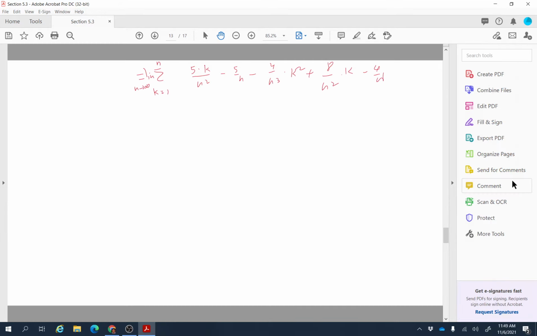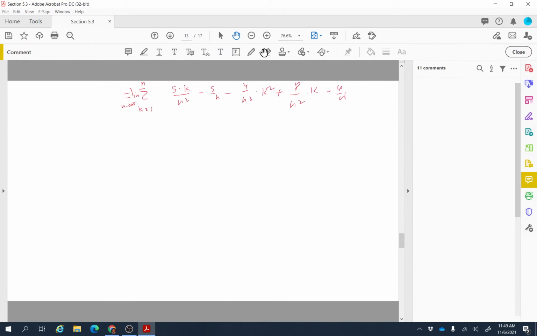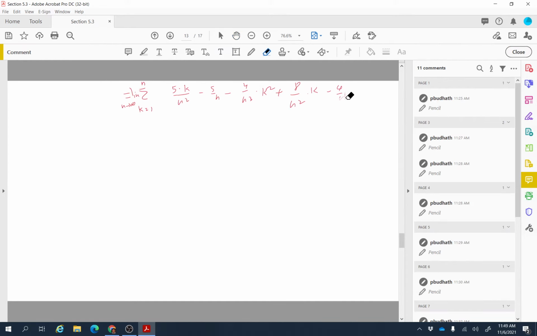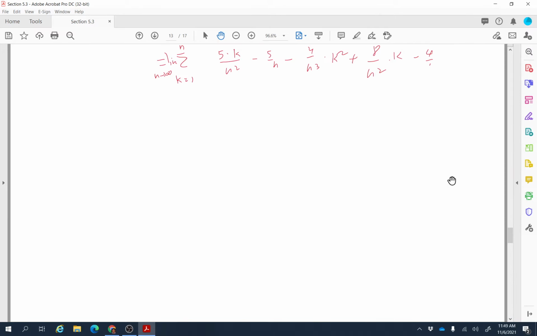Now we have to combine the like terms and try to simplify this. So 4 over n, and this summation sign is for every single term.